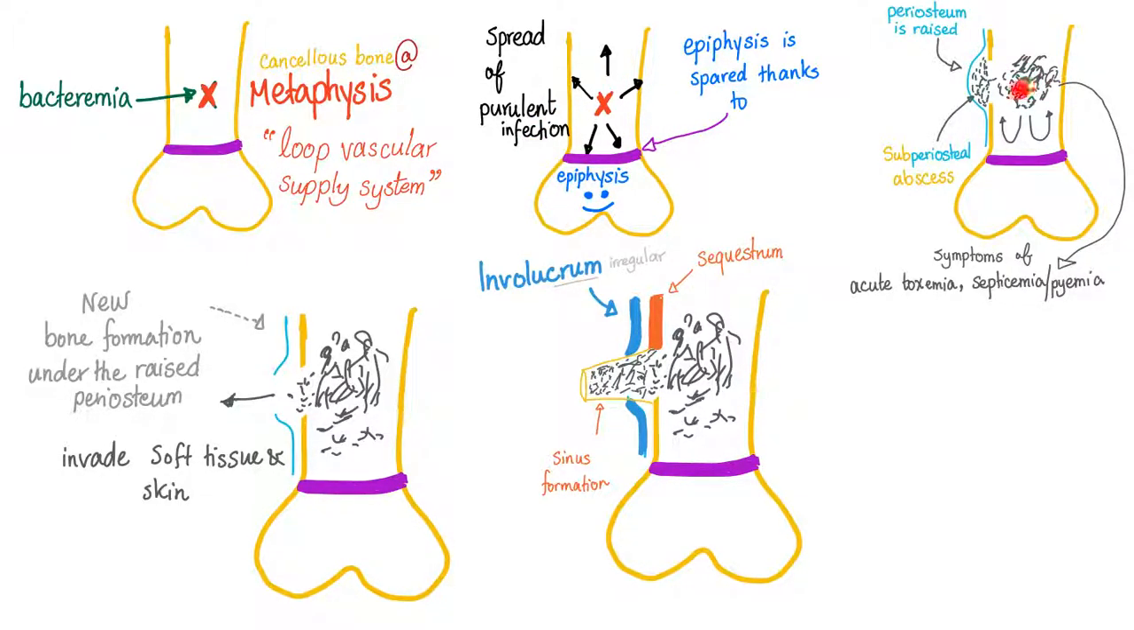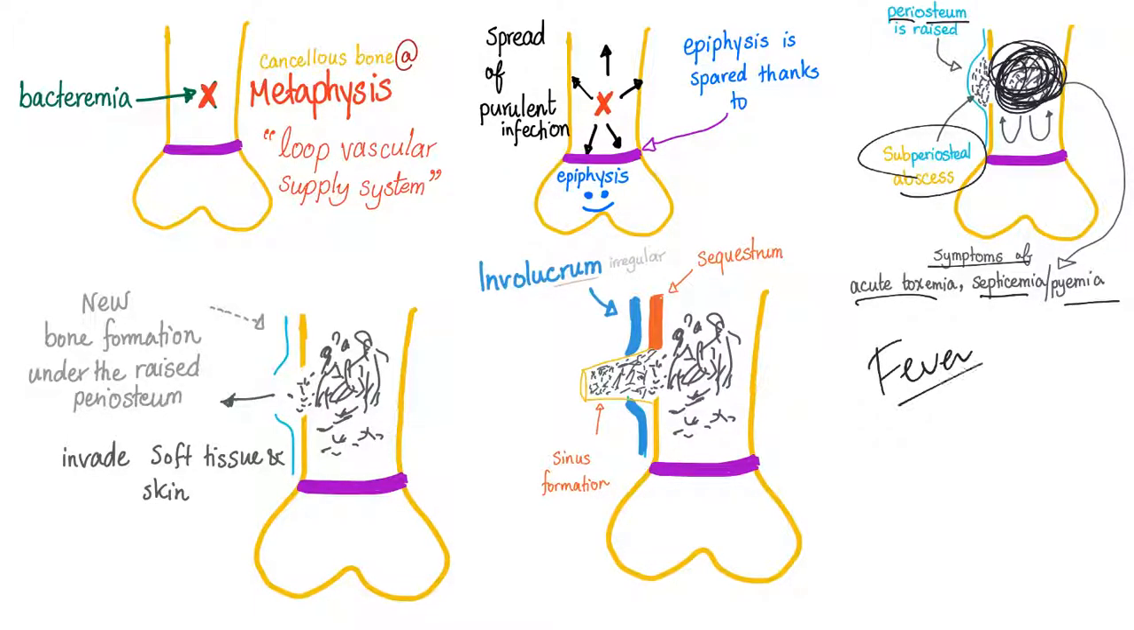The infection can spread underneath the periosteum. Look at this name. Peri means around. Osteum is the bone. It's the layer around the bone, leading to subperiosteal abscess. At this time, we have lots of inflammatory cells and white blood cells, and you'll feel the symptoms of acute toxemia, septicemia, and pyemia, such as fever, tachycardia, leukocytosis, and so on.